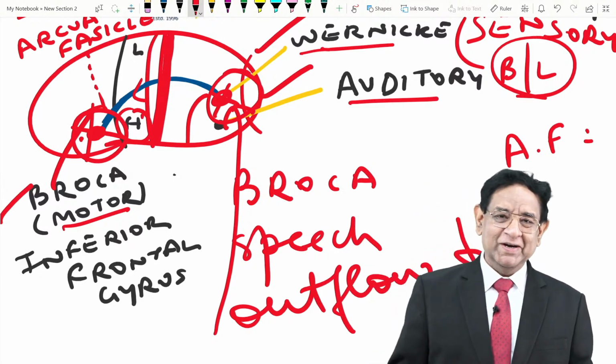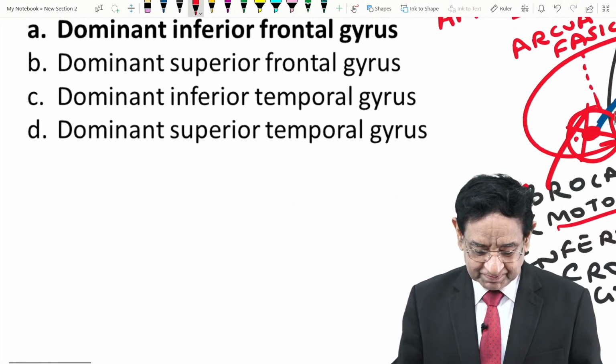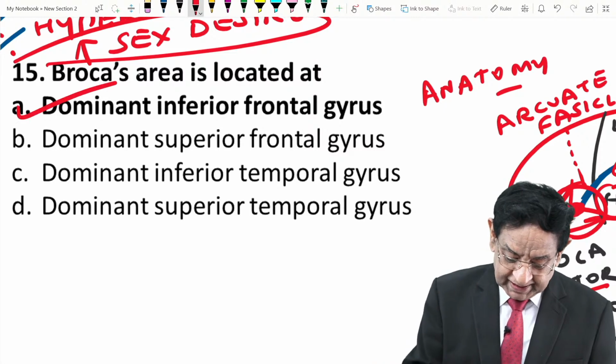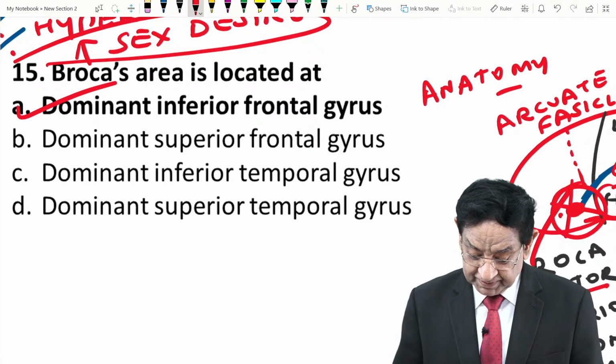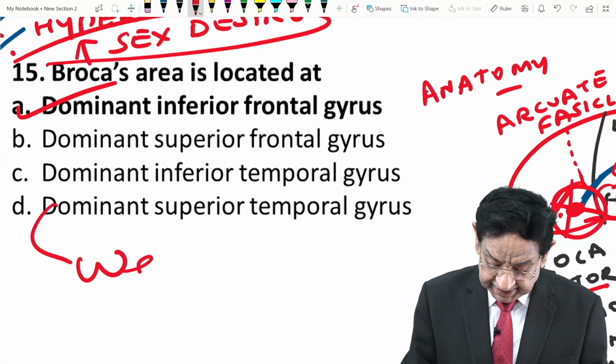So I hope you have learned the basic concept about Broca's defect and Wernicke defect. Now things are clear to you. It lies in dominant inferior frontal gyrus, okay, and it is this location of Wernicke area.